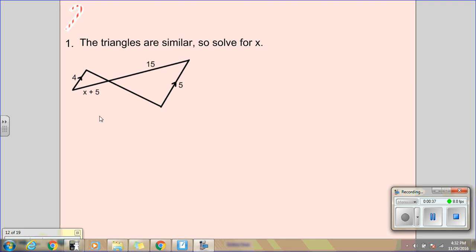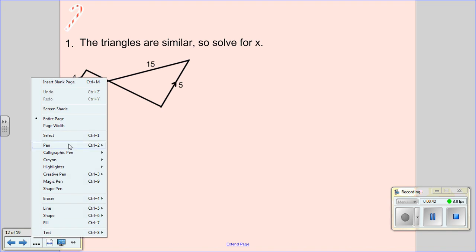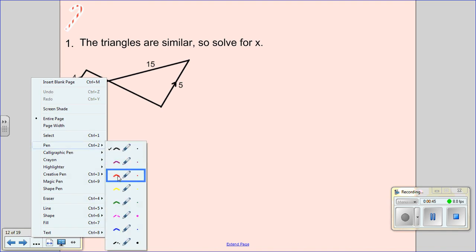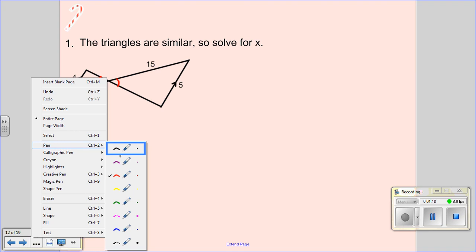So let's identify some congruent angles first. I do recognize that these two triangles form a vertical pair. So let's go ahead and mark that congruent first. So these two angles will be congruent. Also, I realize that these two lines, the one labeled 4 and 5, are parallel. So there's going to be some alternate interior angles that I can mark as congruent. So let's mark those real quickly.